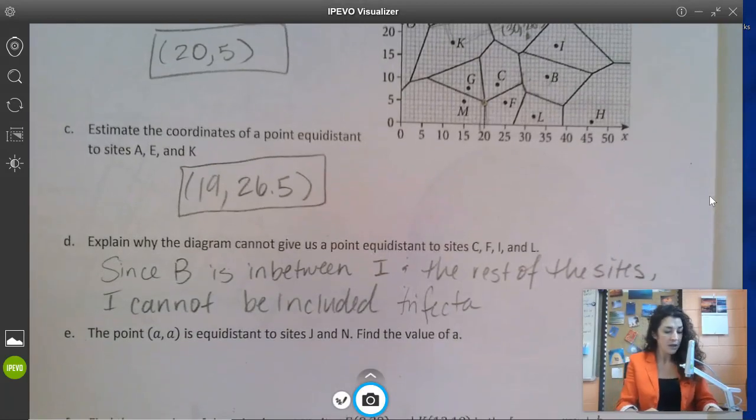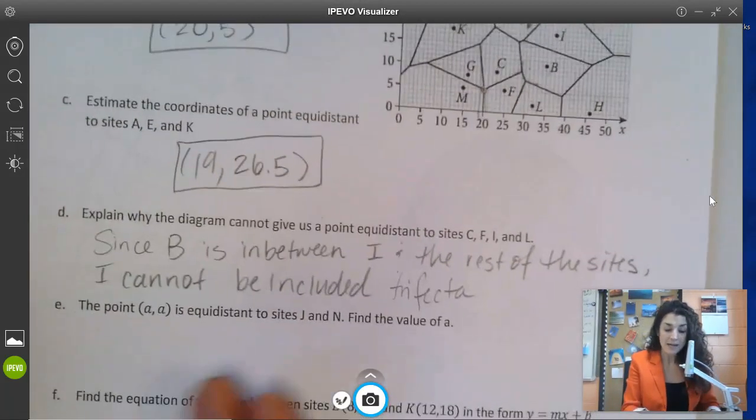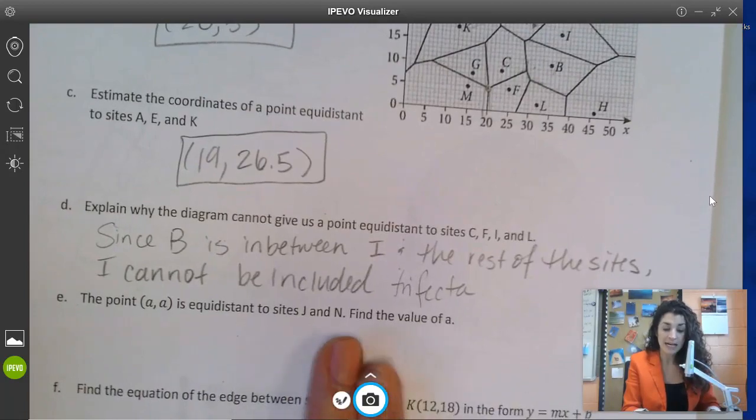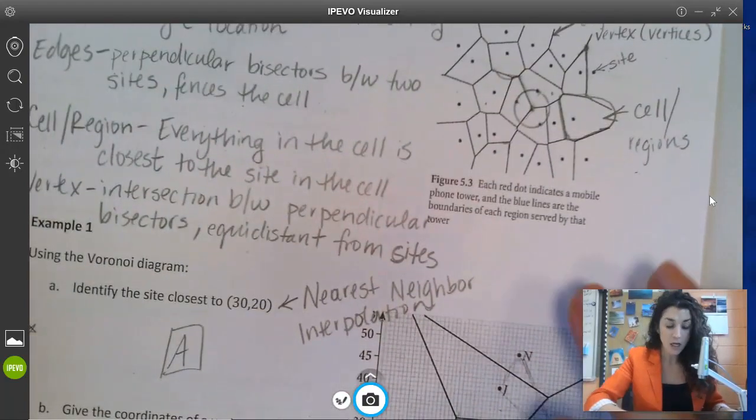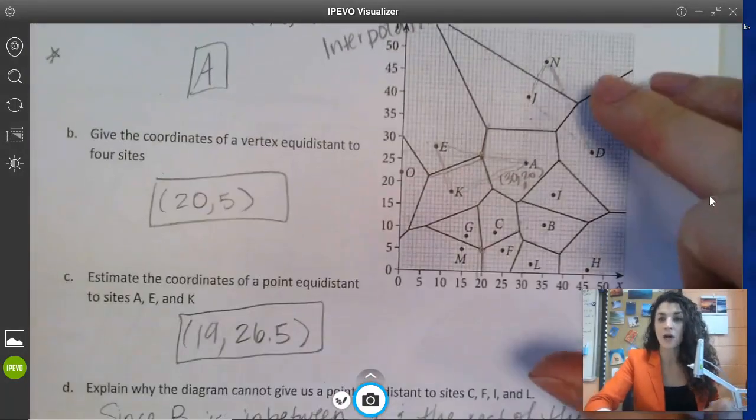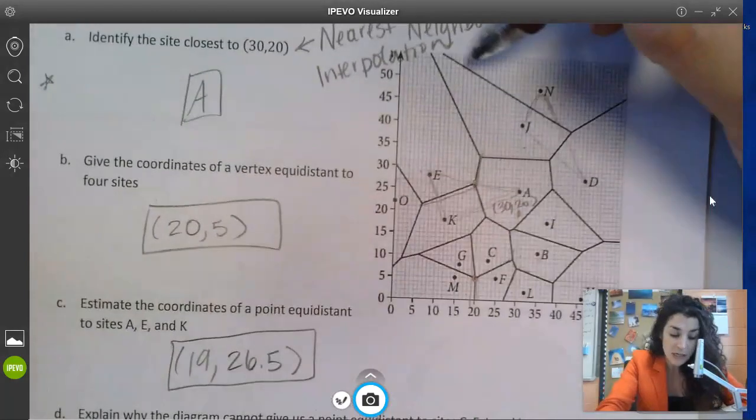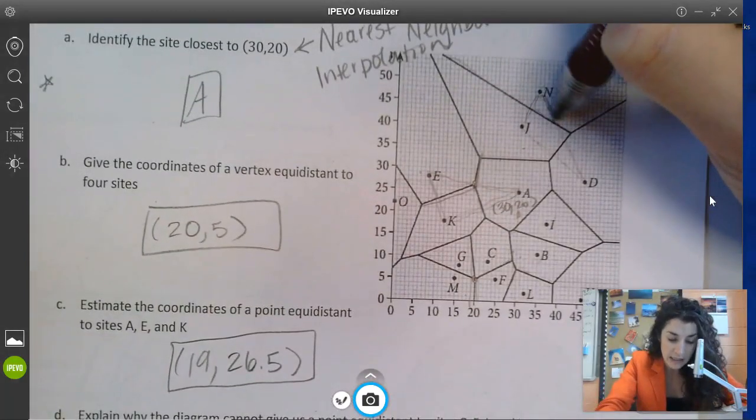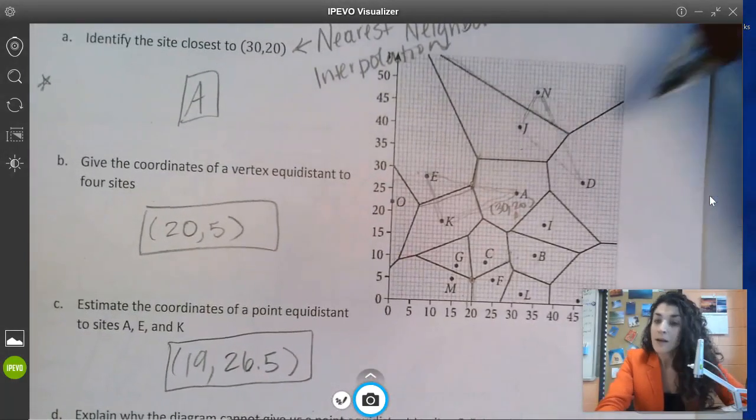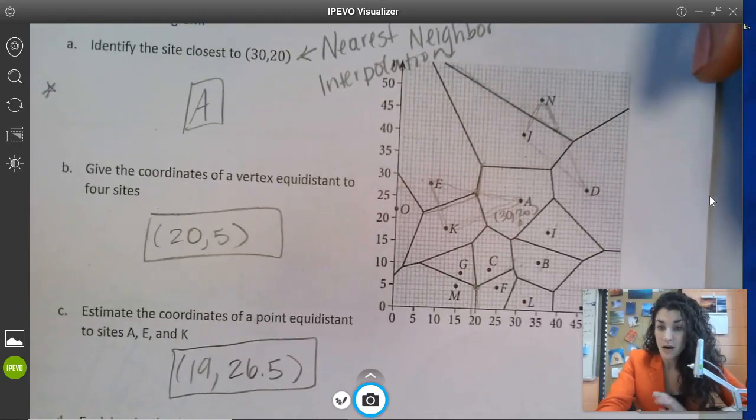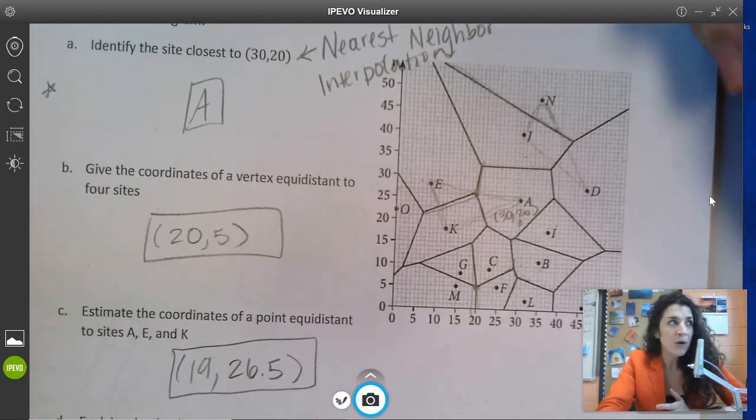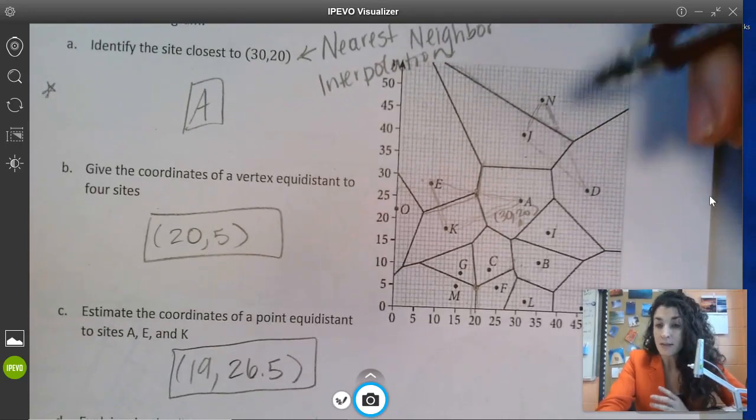Okay. It says the point (a, a) is equidistant to sites J and N. Find the value of a. So this one was a tricky one when I first read it. J and N are right here. And we know that the perpendicular bisector between J and N is this one right here. A point that is equidistant is what I first zoned in on. And it said, find a point that is equidistant. And my thought was, the midpoint.